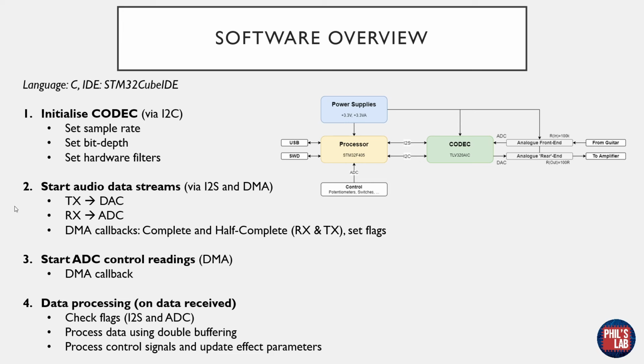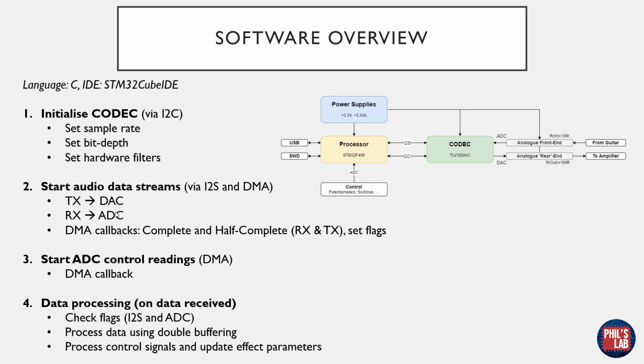Secondly, we need to start the audio data streams, and this is done via I²S, which is very similar to SPI, and I'm also using direct memory access, which is DMA, and this really helps offload the CPU. Essentially what I can do is use DMA to stream data in the background while the CPU is processing and applying our algorithms to our audio signals. So our transmit stream via I²S and DMA will be to the DAC, so our output, and our received stream will be gathering data from the codec's ADCs.